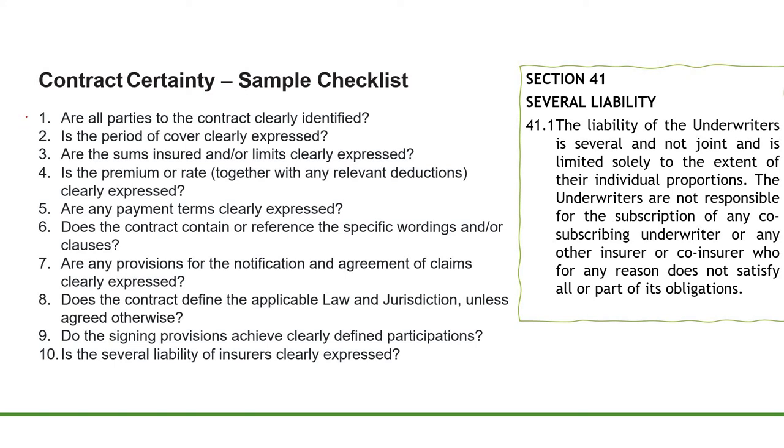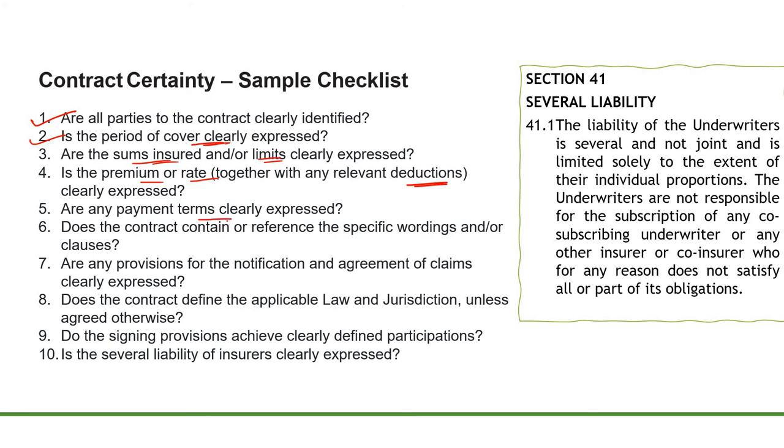On the Lloyd's website, you have a QA tool, and that QA tool will help you to get all the list of questions which you can use to achieve the contract certainty. Let's look at some of the basic questions, like: are all the parties to the contract clearly identified? Is the period of the cover clearly expressed? Are the sum insured or the limit clearly expressed? Are the premium or the rates clearly expressed, or if any reduction applies, is it clearly expressed?